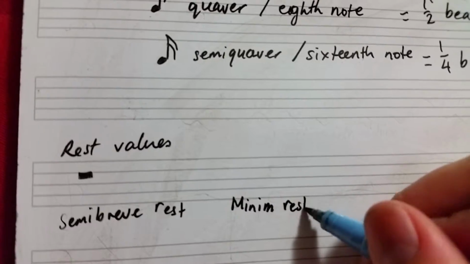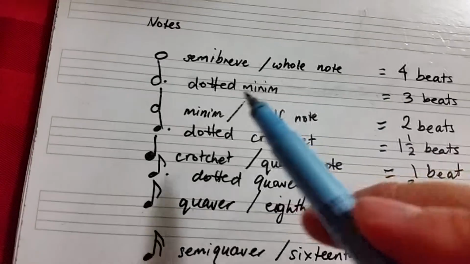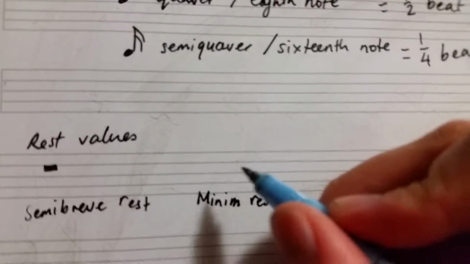Then there's the minim rest, which looks very similar to the semi-breve rest. So it's worth 2 beats. It's equivalent to the minim note. So it's 2 beats worth of silence.